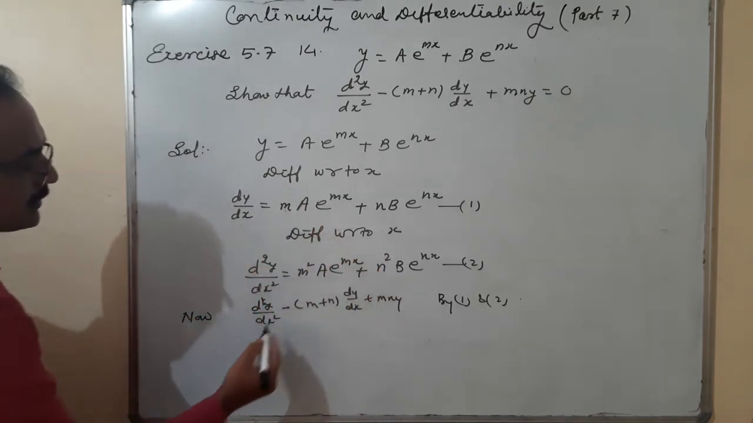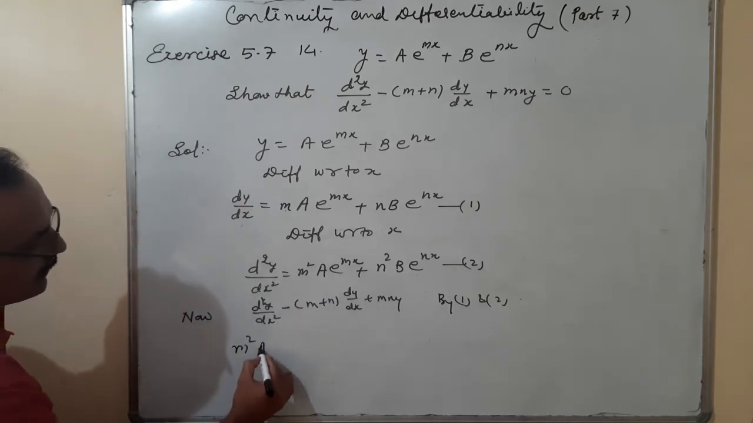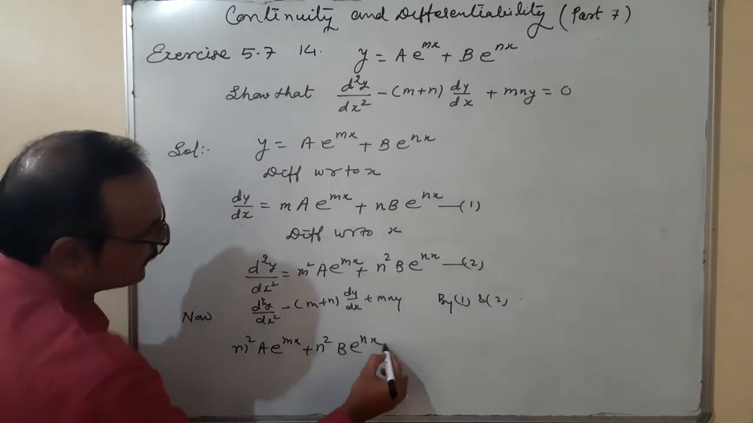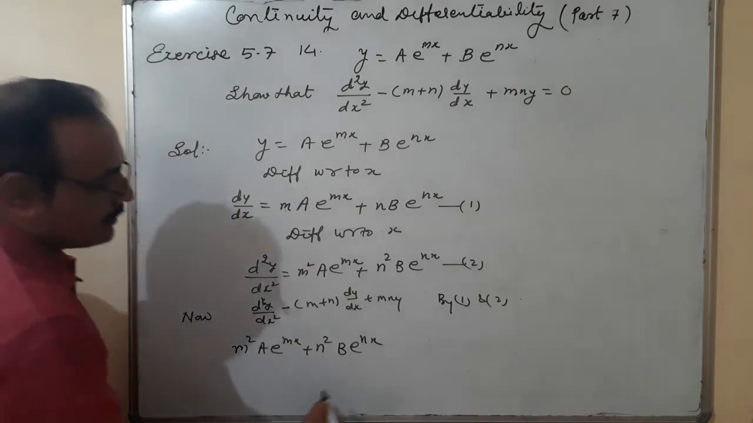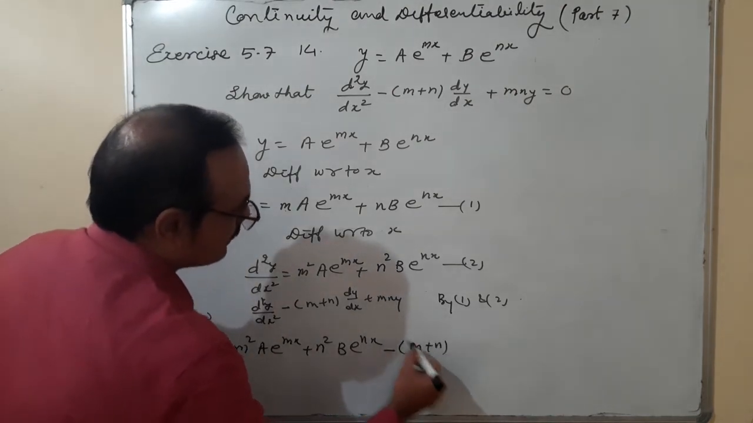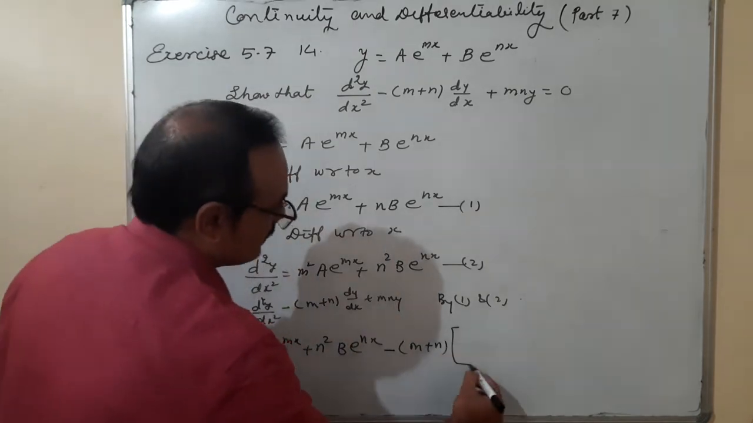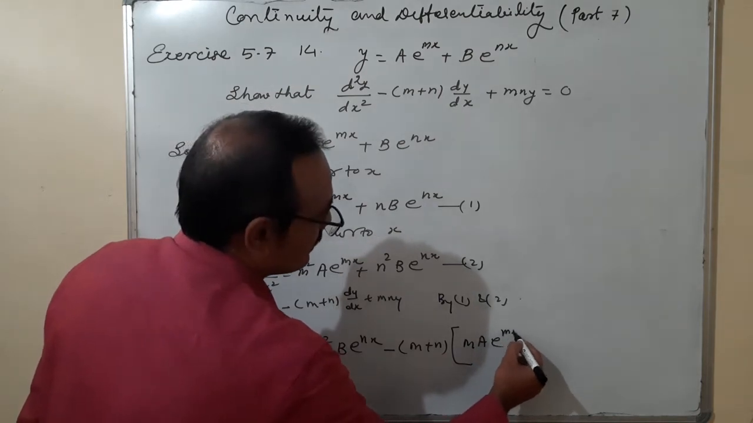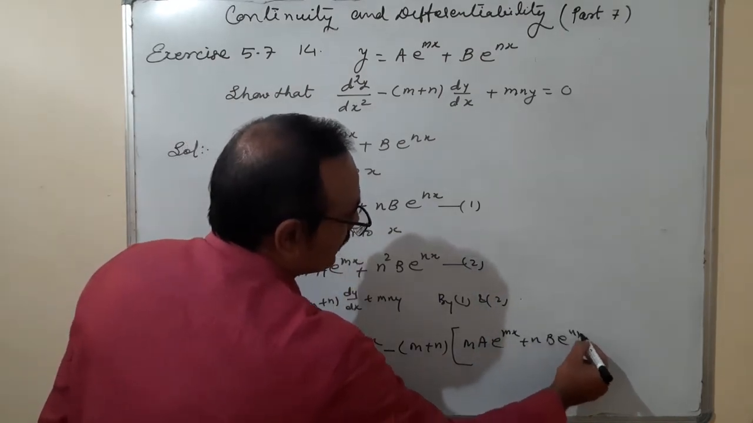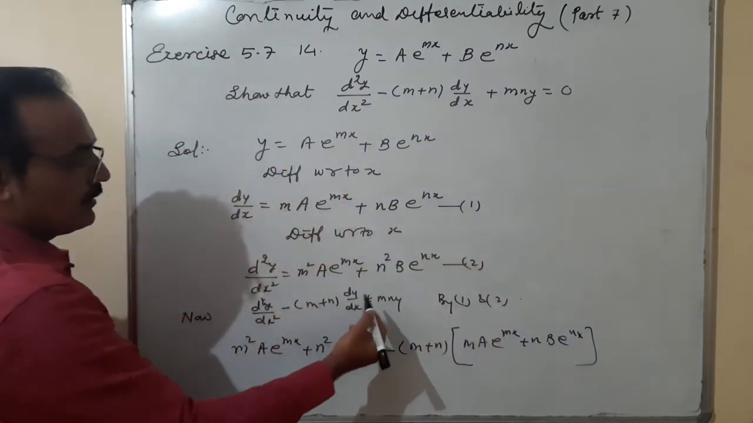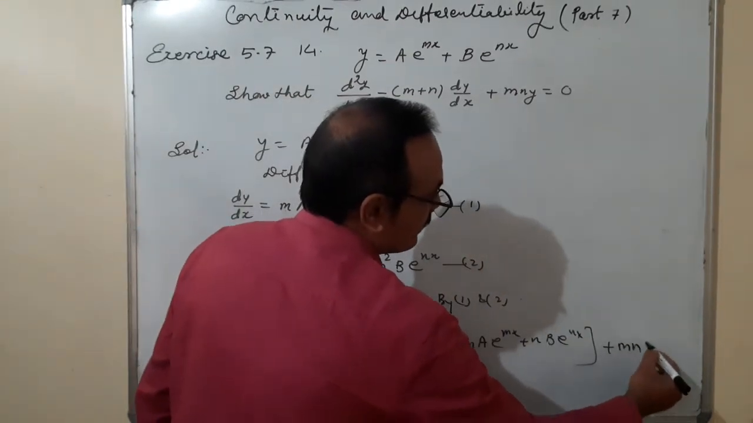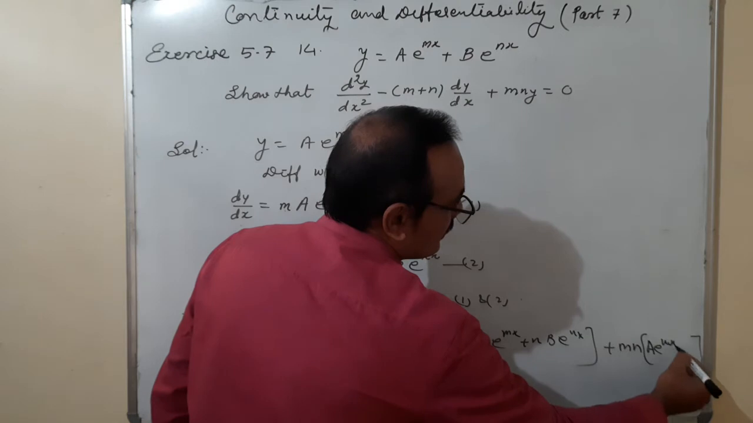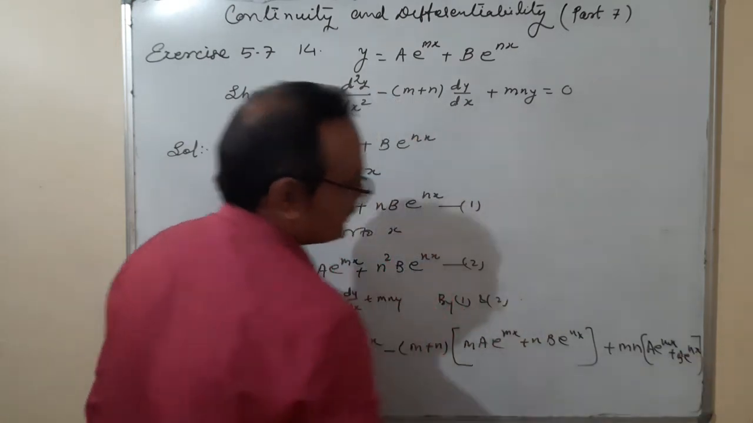So here I am going to substitute the values: m square a e to the power mx plus n square b e to the power nx. This is d square y by dx square, minus m plus n dy by dx, that is m a e to the power mx plus n b e to the power nx, plus mn and the value of y, a e to the power mx plus b e to the power nx.